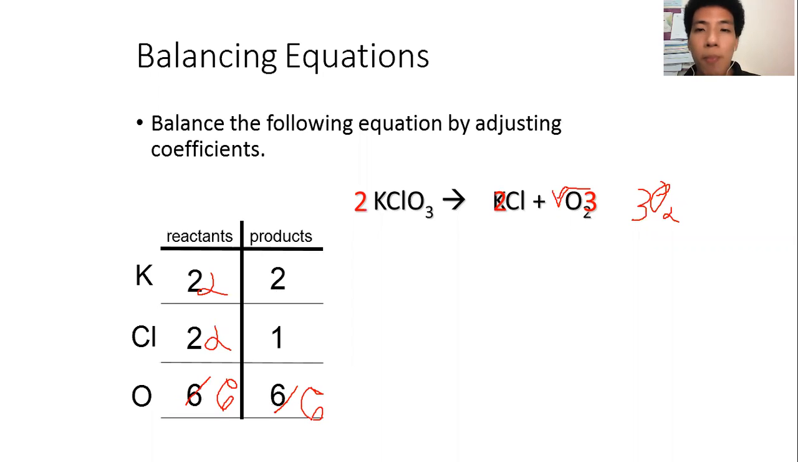For the potassium and chlorine, since we added a coefficient to balance the oxygen, we will adjust also the chlorine and the potassium on the product side. We will just simply add a coefficient of 2. That means you will have 2 for the chlorine and potassium. And our final equation will be 2KClO3 yields into 2KCl plus 3O2.